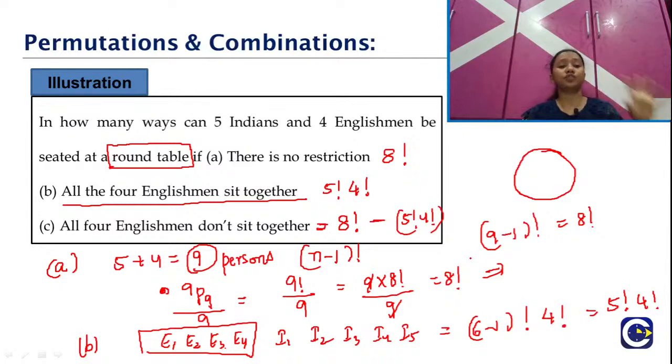So there is no need to find a different way of doing it. The simple way of solving is to subtract the sit-together ways from the total number of ways. That is here 8 factorial minus 5 factorial into 4 factorial. So this will be the final answer here. Right.